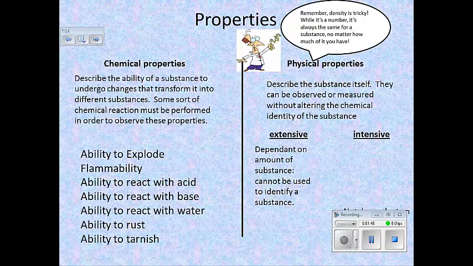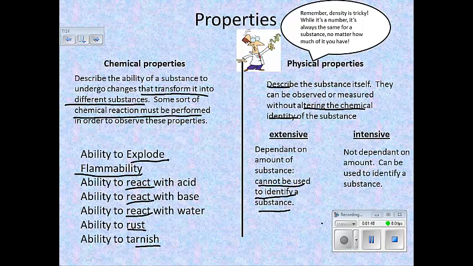Intensive properties, on the other hand, do not depend on amount. They can be used to identify a substance because if you have a little bit or a lot of whatever substance you're working with, they all work the same. The properties hold true throughout it. Using these definitions, go ahead and do your practice problems.